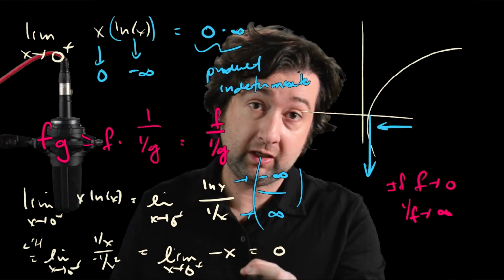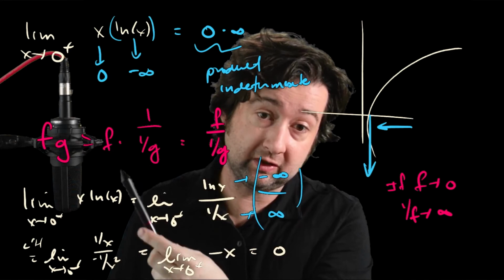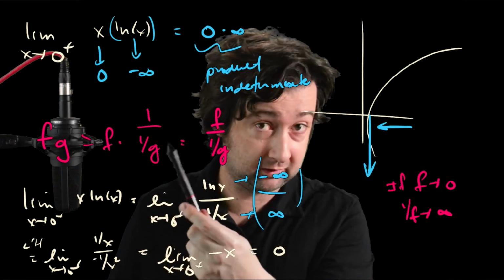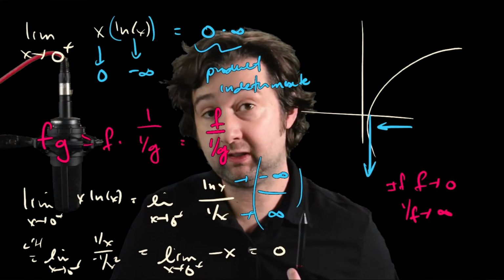So you can see here that when we have a product and that product is indeterminate, I can use this sort of flipping twice idea to turn it from something I can't use L'Hopital's rule on into something that I can.